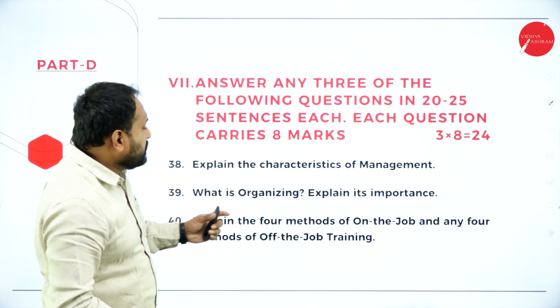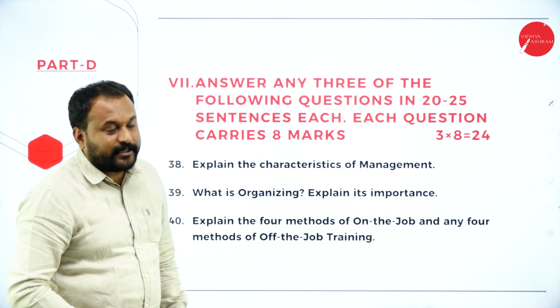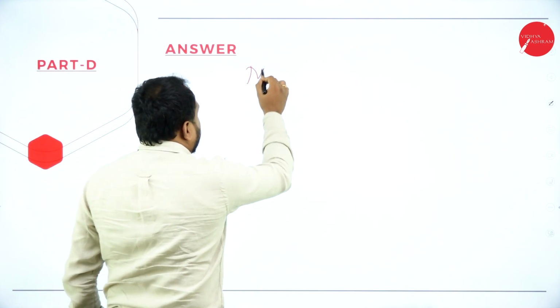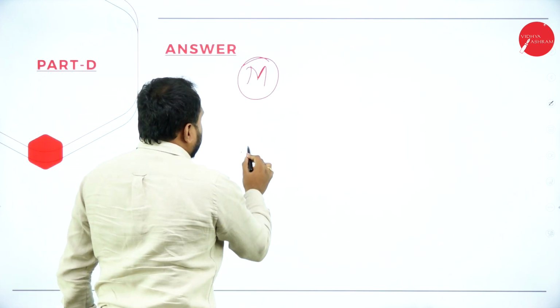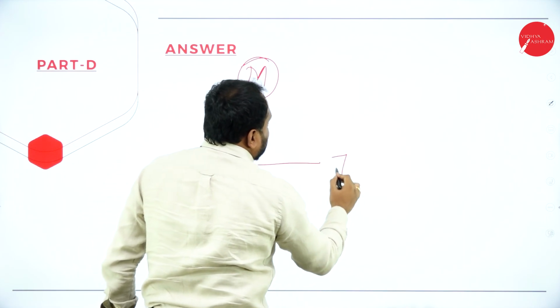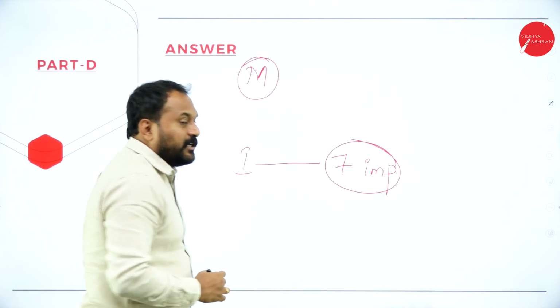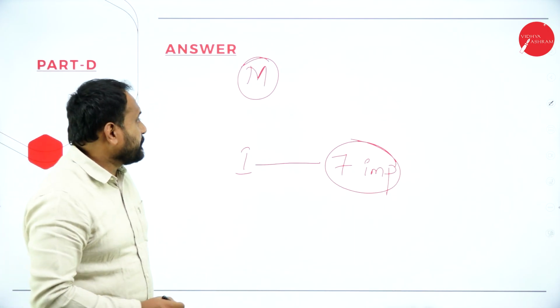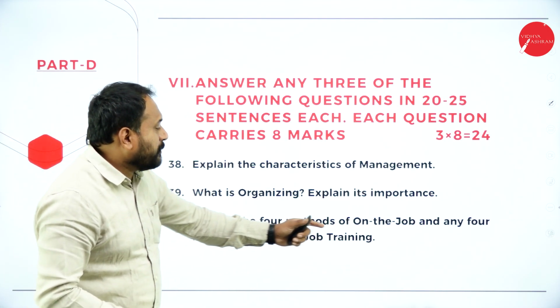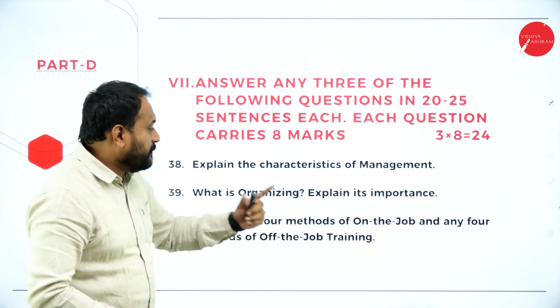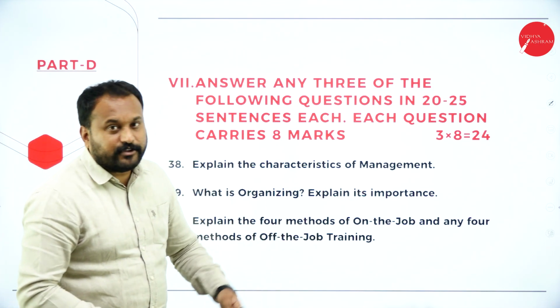Next one, what is organizing? Explain its importance. Again, same way. Meaning you write of organizing, then importance you write. There are 7 importance of organizing. Please do write the 7 importance of organizing. Explain the 4 methods of on-the-job and 4 methods of off-the-job training.